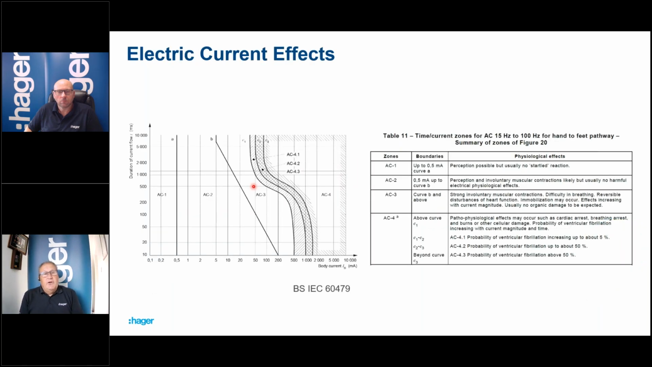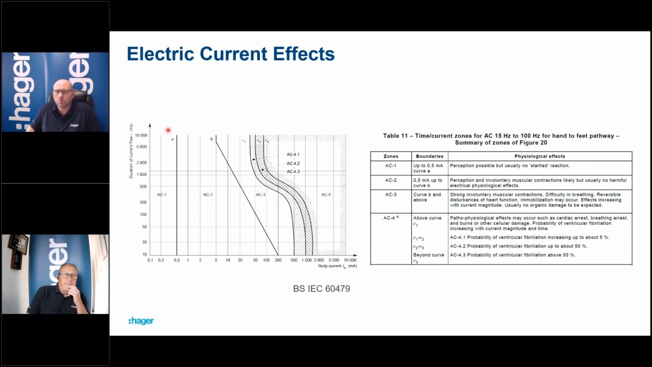Now, okay, we use mainly 30 milliamp RCDs or RCBOs, RCCBs, whichever one you want to call it. And there's a reason for that, actually. There's a standard, BS IEC, strange code that, but it's IEC 60479, which gives us some good information about the effects of electric current on a body.